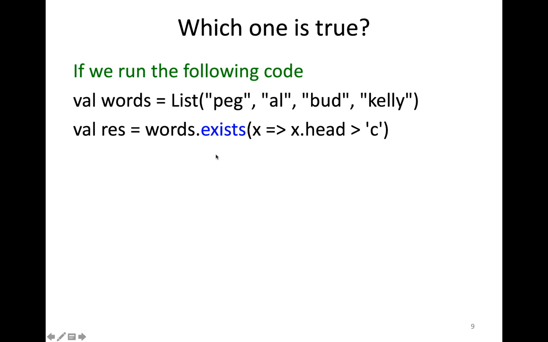Now if we use exists, and this is the constraint, we are checking whether there is any item in this list whose head is greater than C. As an example, this one, or this one, their head is greater than C. So there is one item in this list for which this condition is satisfied. So exists, this higher order function, should return true.